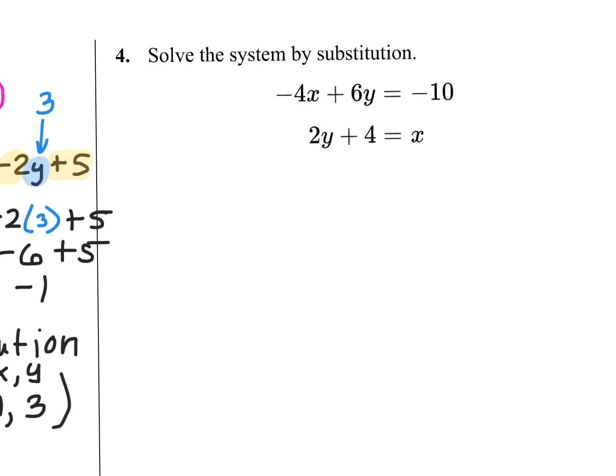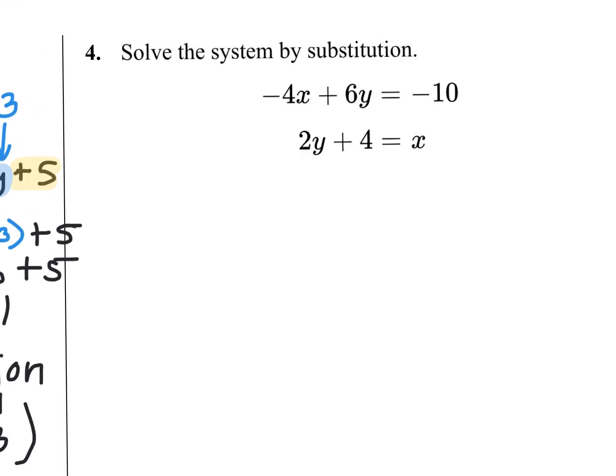Okay, hopefully now that you've seen 3 worked out a little bit more step by step, I'm going to go a little bit faster for these last ones, but if you need to, review the video or whatever, by all means, please do. But I'm going to go kind of quickly at this point. So my isolated variable is my x. My x is equal to 2y plus 4. So I'm going to take my other equation, my negative 4, and instead of writing an x, I'm going to write 2y plus 4.